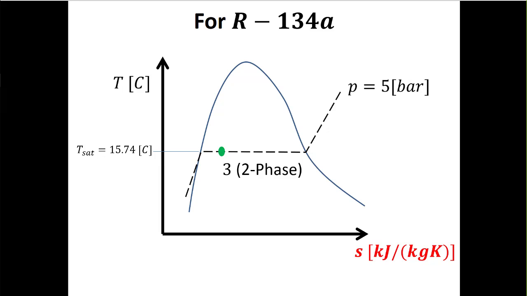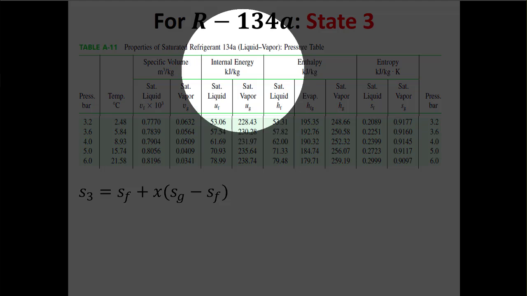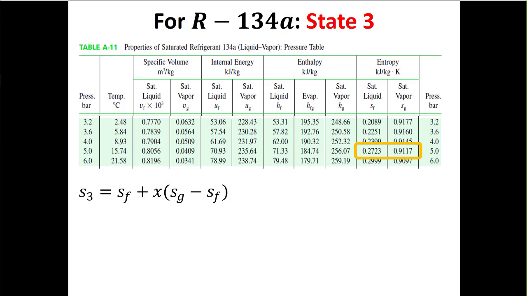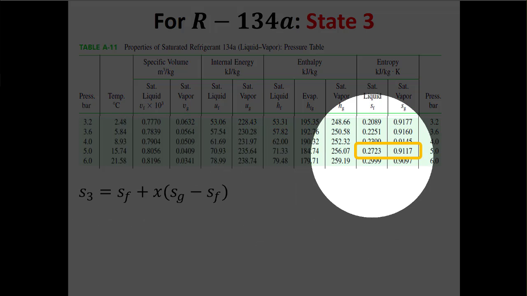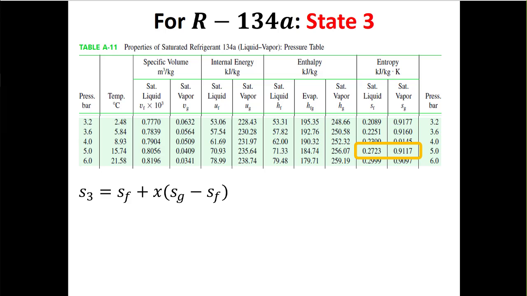I don't exactly know what table number it is, but it's whatever that equivalent is that has pressure on the left-hand side. And then I can see that if we're boiling or condensing at 5 bar with R134a, the temperature is 15.74 degrees. So S3 is somewhere here under the vapor dome. I know it's closer to the liquid line. So I look here, this table A11. I find the 5 bar line, and I know that I'm somewhere in between these two numbers, SF and SG, and I know that I'm closer to SF because my quality is only 20%.